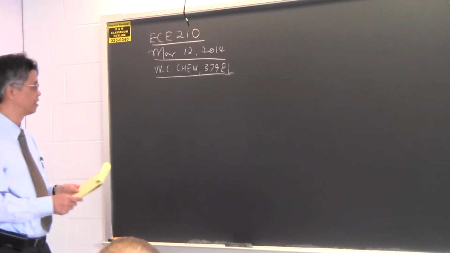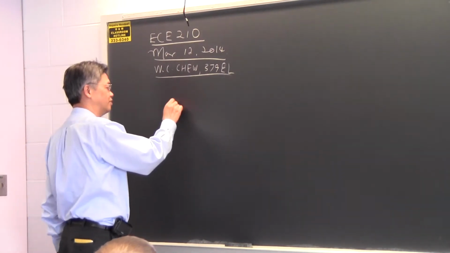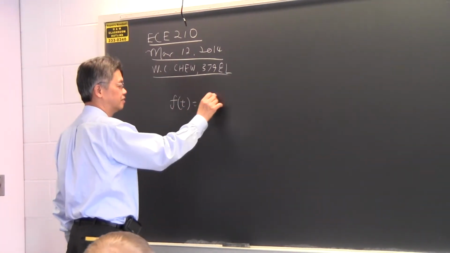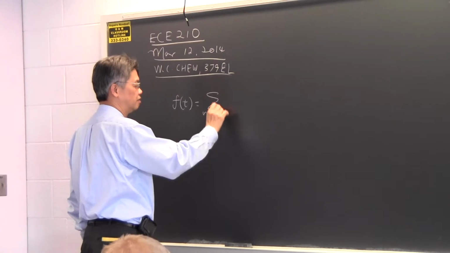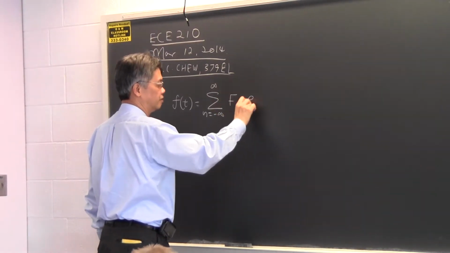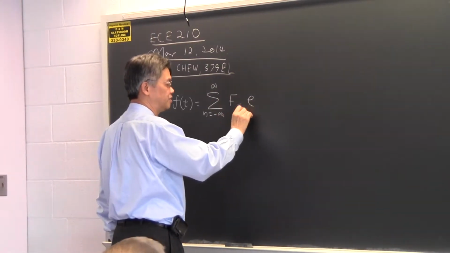So we know about Fourier transform and Fourier series. I guess we learn much about Fourier series now. And the important thing is to learn the exponential form.